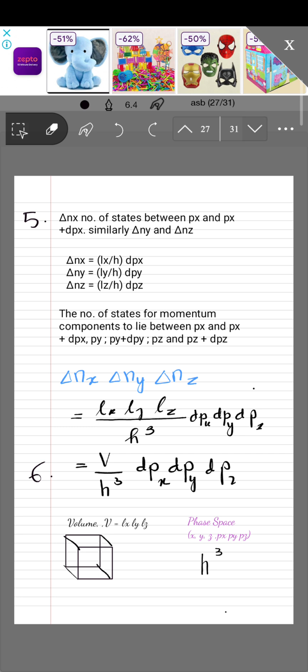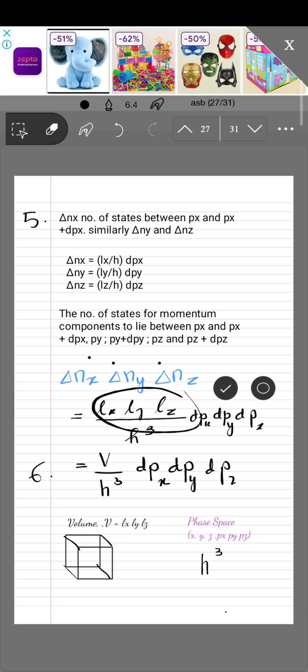Okay. Now we move a little further in the study. Now, if delta nx is the number of states between px and px plus dpx, if we take one dimension, then we can express delta nx as Lx by h into dpx, and the same goes for the other dimensions. So, the total number of momentum states to lie between px and px plus dpx is the product of these three numbers of states. And so if we do the product, we come up with this expression, and we again represent this Lx, Ly and Lz.